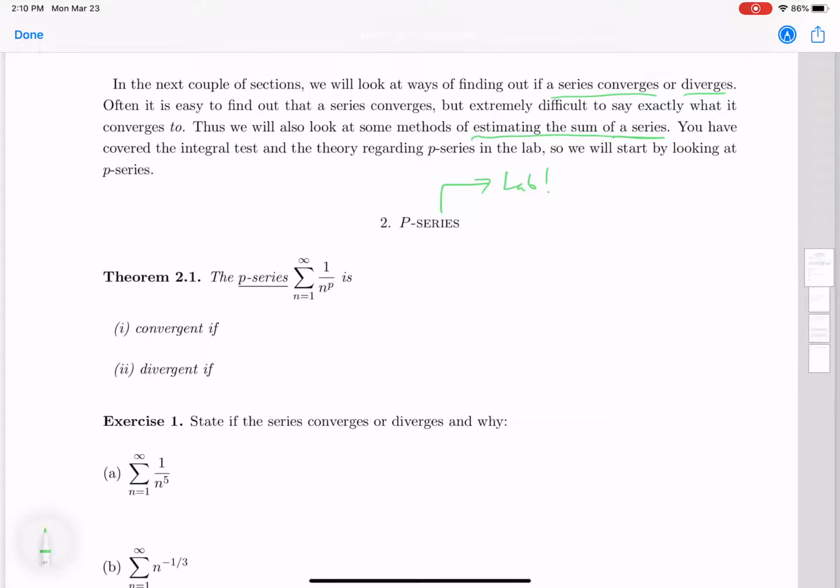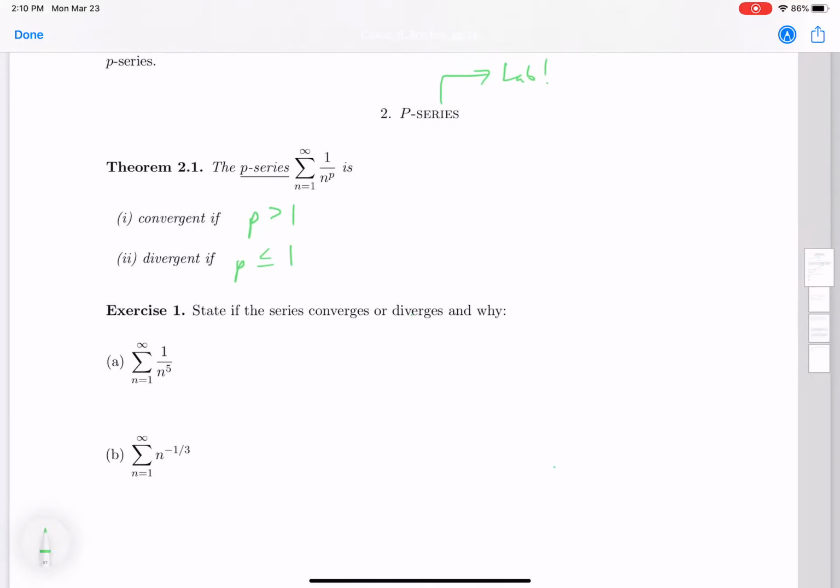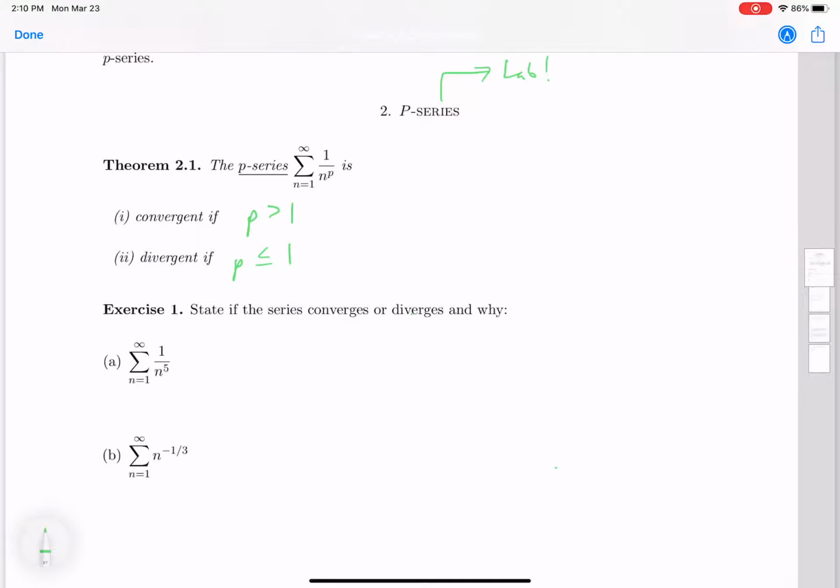So first, let me remind you about the p-series. The p-series we covered in the lab, and hopefully what you discovered as you went through that process is that when you use the integral test to compare to this, you find that a p-series is convergent if p is greater than 1 and divergent if p is less than or equal to 1. Notice that the p-series test doesn't tell you what it converges to, it just tells you if it's convergent or divergent.